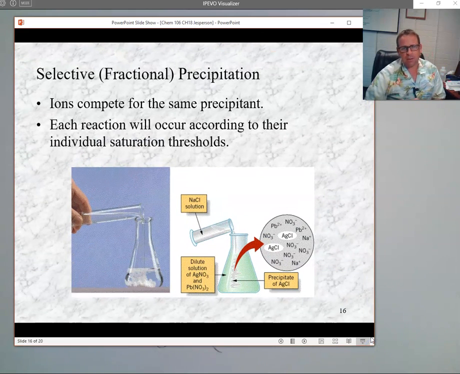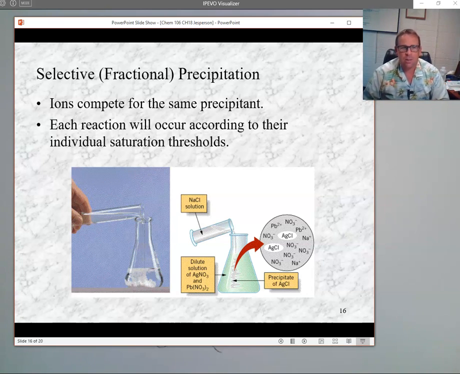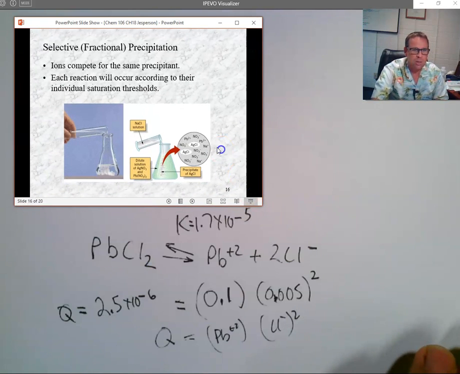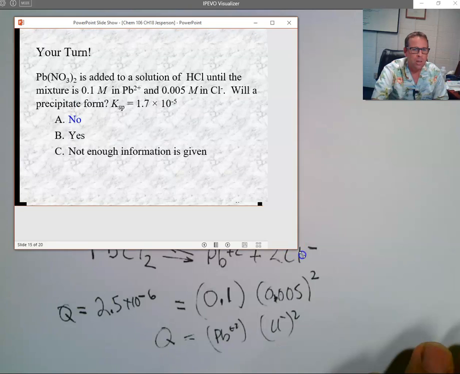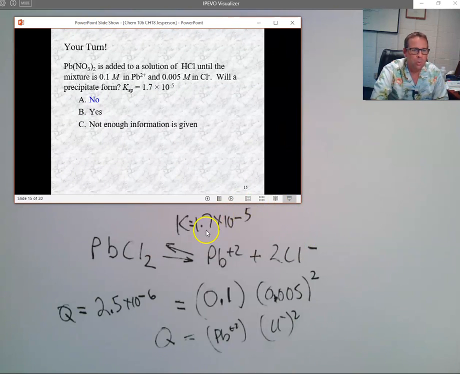This fact, the fact that you can precipitate out ions, for example, in this case, the lead ion. So in this problem over here, we did not precipitate out the lead ion because our concentration of chloride was only 0.005. But we could keep adding the chloride ion, and then eventually the lead ion would precipitate out.